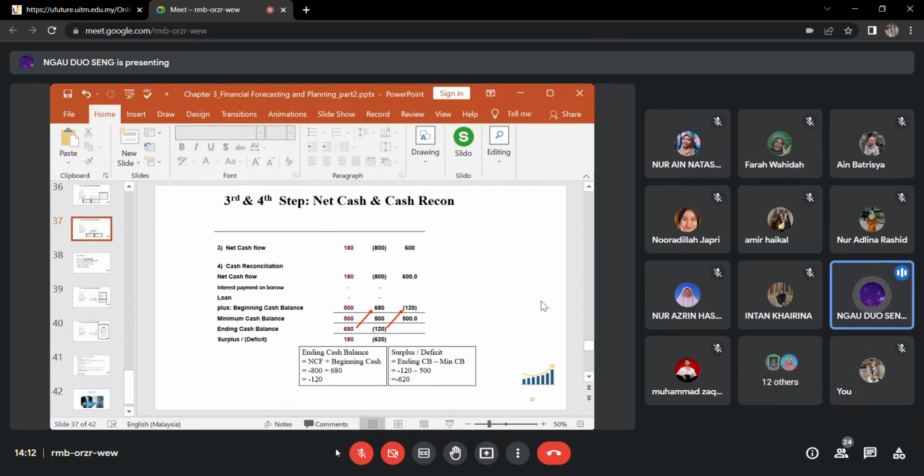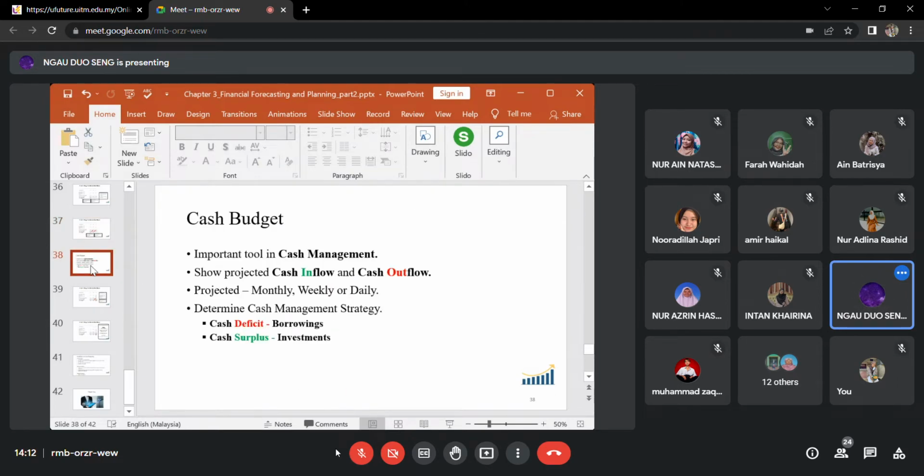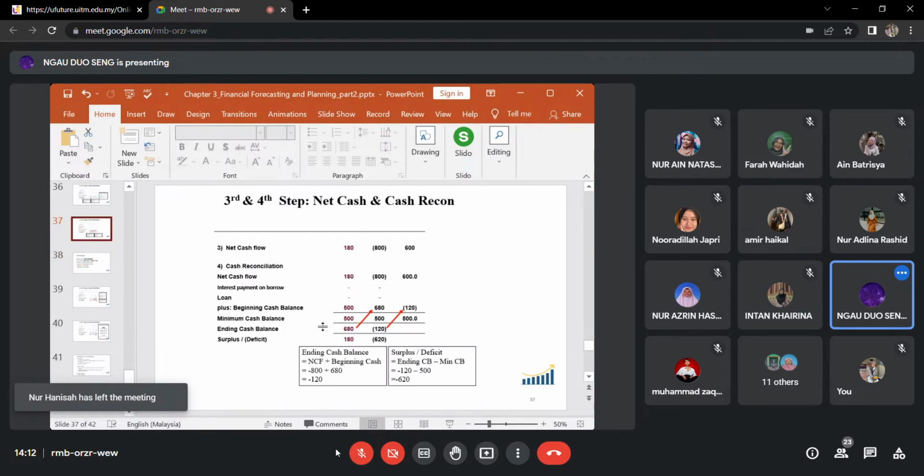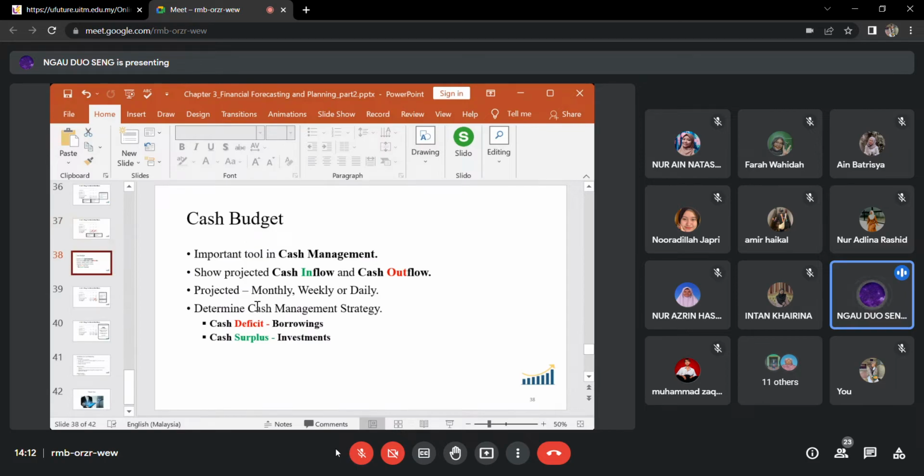Okay, so after that we go check for March. Right, okay, so again as we said previously, if there is a cash deficit, we need to borrow money, because memang kita kat February tak cukup. So we need to borrow money. As we said, cash deficit we need to borrow.